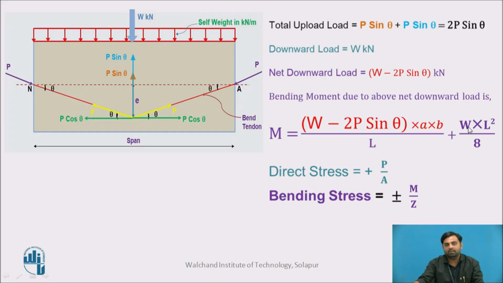Okay, suppose the self-weight is W, then it will be WL square by 8. This is the bending moment for the self-weight. This is the bending moment for this net load. Now once you calculate the bending moment, we are going to calculate the stresses, direct stress and bending stress. So direct stress is P by A.